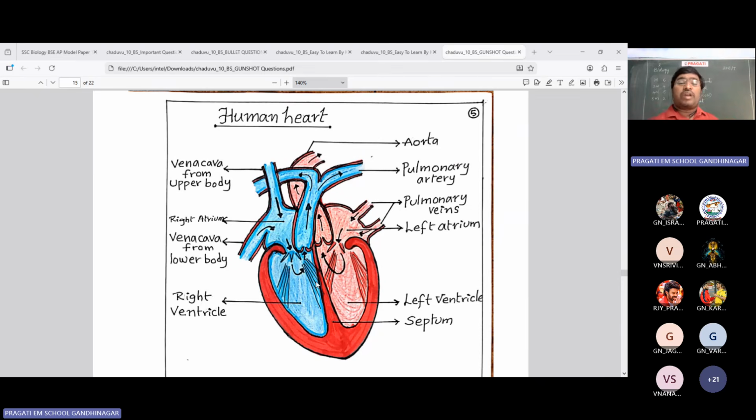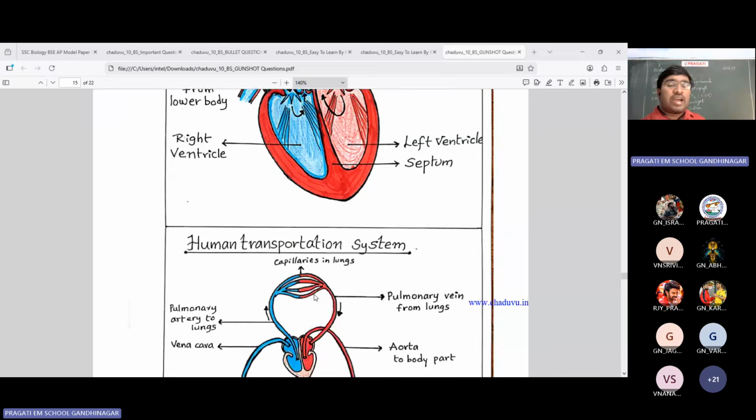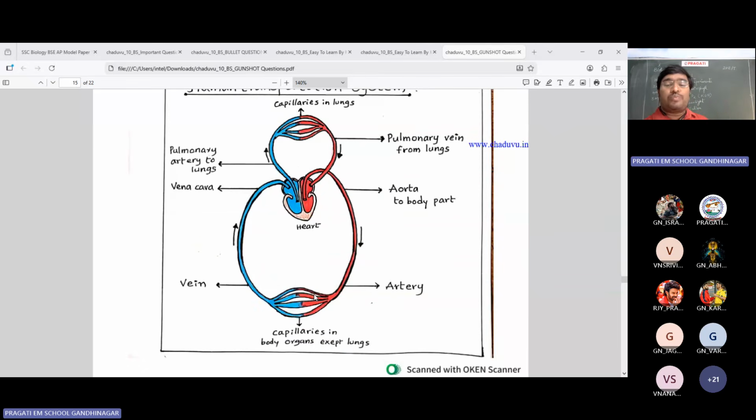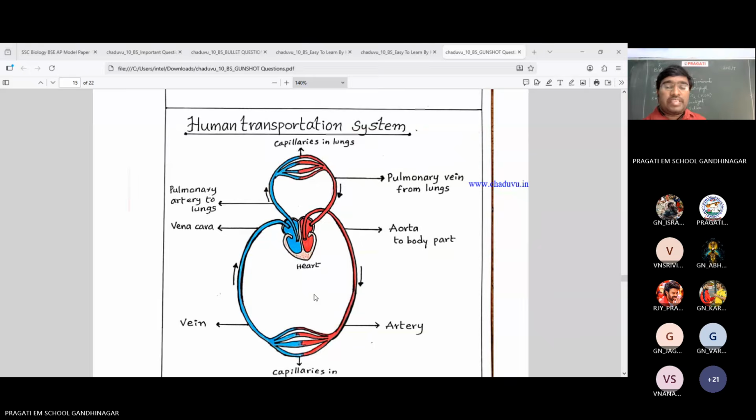Okay, children, this is about the heart diagram. So, try to practice this heart diagram also. Today, we should practice these diagrams, children. See, human transportation system. How the double circulation takes place in humans. This is the representation of double circulation. We have double circulation and single circulation differences, no, children. So you should draw the diagram, and it is a 4-mark question. Try to draw the diagrams also for this question.